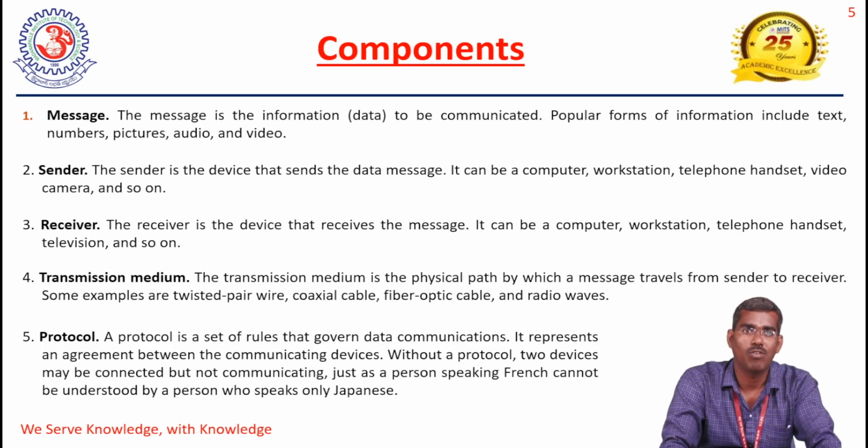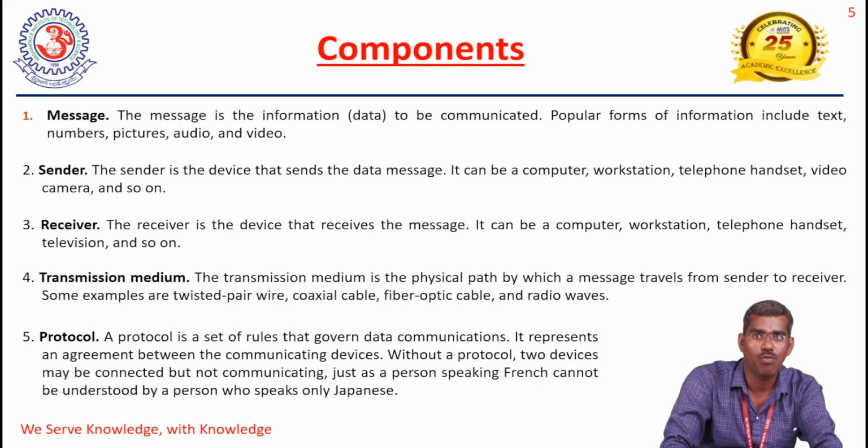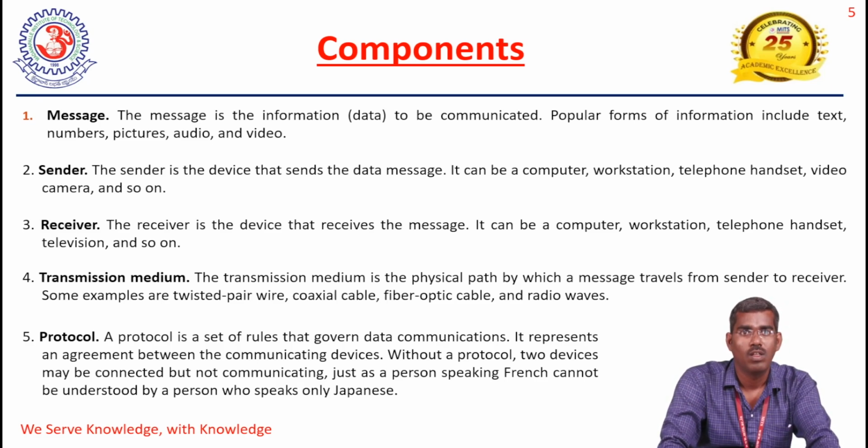Next one, a receiver. A receiver is a device that receives a message. It can also be a computer, workstation, telephone handset, television and so on. The fourth one, transmission medium. The medium is a physical path where the message travels from sender to receiver. Some examples of transmission media are twisted pair cables, coaxial cables, fiber optic cables, and radio waves.